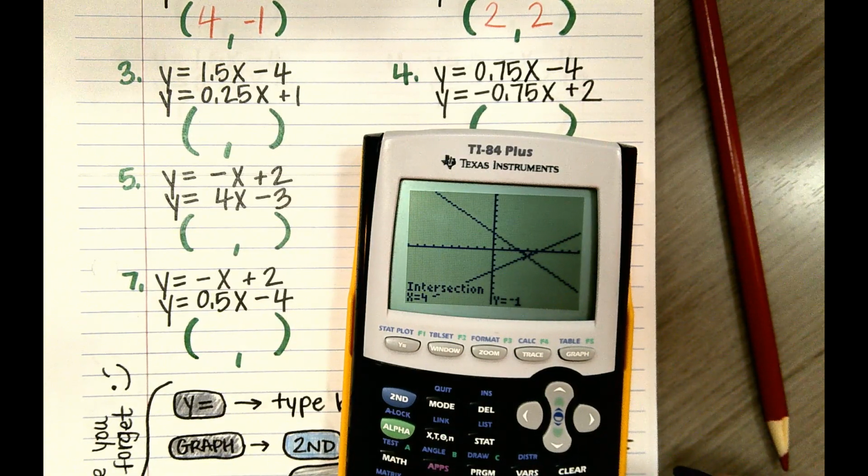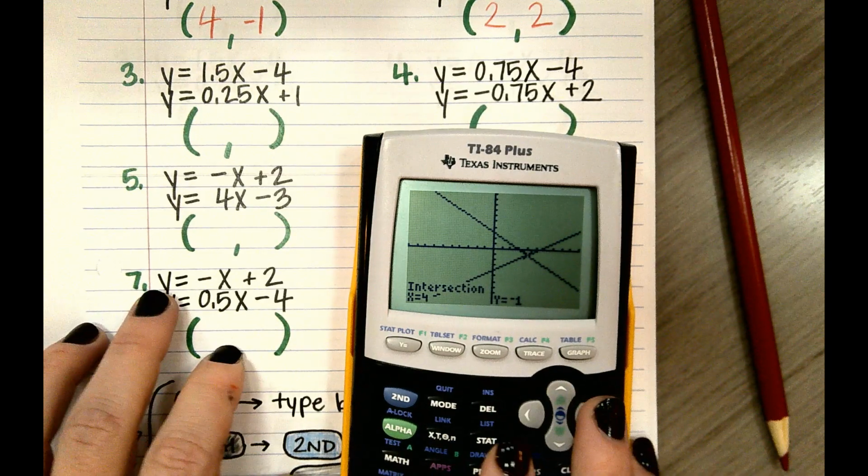Did you get it that time? Second, 5. Enter, enter. No. Negative 1.5. Bring me your calculator. Let me look at it.